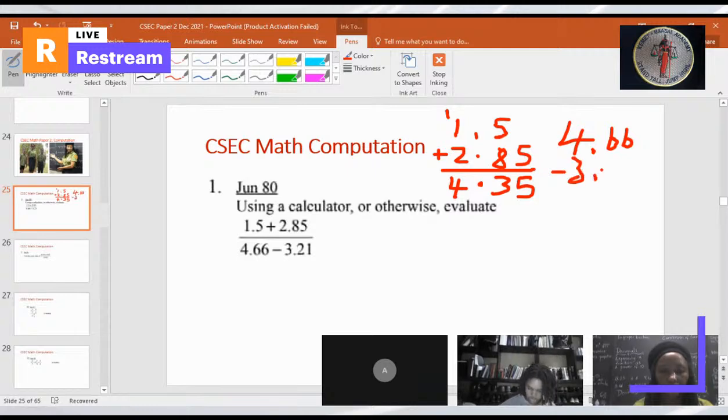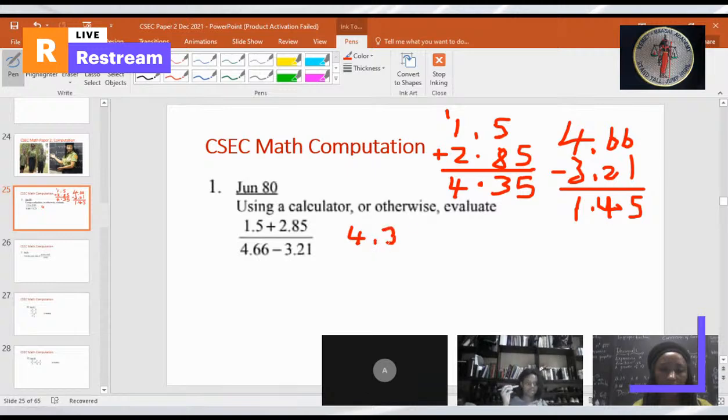So 6 minus 1 is 5. 6 minus 2 is 4. Put back your decimal place. And 4 minus 3 is 1. All right. So it would be 4.35 divided by 1.45.